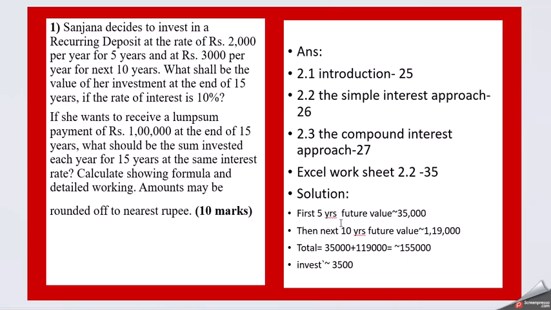So for the first 5 years, the future value is coming approximately 35,000 because she's investing 2,000 rupees. And then for the next 10 years, the future value is coming as 1,19,000. So the total will be 35,000 plus 1,19,000, which is coming as 1,55,000. Then what has been asked is, if she wants to receive 1 lakh at the end of 15 years, what should be the sum invested each year for 15 years at the same interest rate? It is coming approximately 3,500.